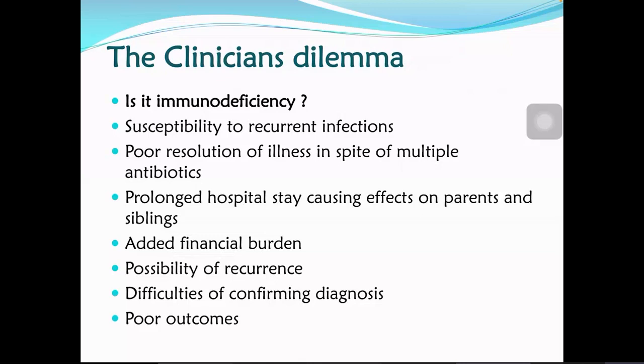And that is not because they are immunodeficient, that is normal. So when you have a patient who is actually immunodeficient, you know that they are going to be susceptible to recurrent infection, and as a result of that, it's going to lead to use of multiple antibiotics. They're going to stay in hospital for a long period of time. It's going to have effects on the family and the siblings. It leads to added financial burden.